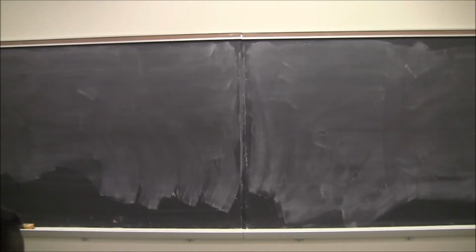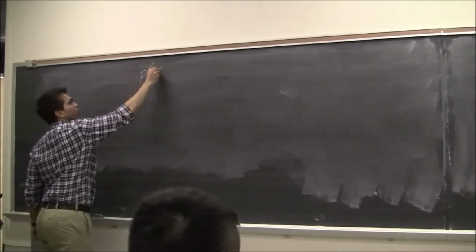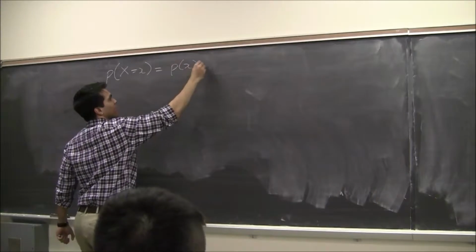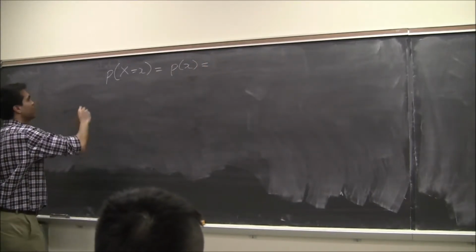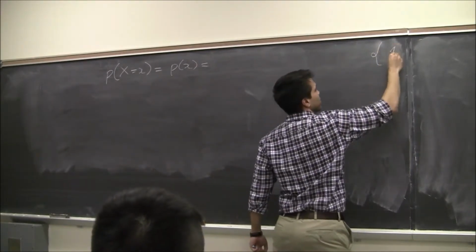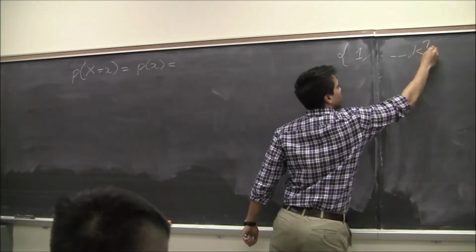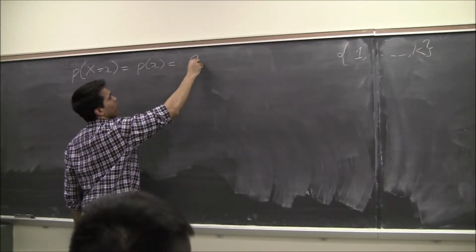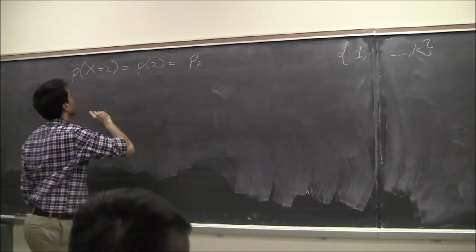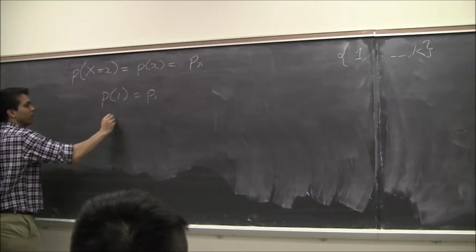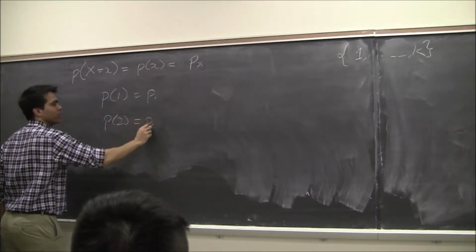Okay, before we go there, a lot of times it's going to be useful for me to use shorthand, so probability of X equals x. This is going to be one shorthand, and if it's clear that the state space is, let's say, 1 through k, sometimes we will write this as P of x altogether. So for example, we can write probability of 1 just as P1, right? Probability of state 2 just as P2.